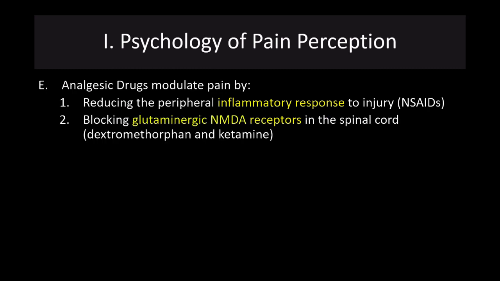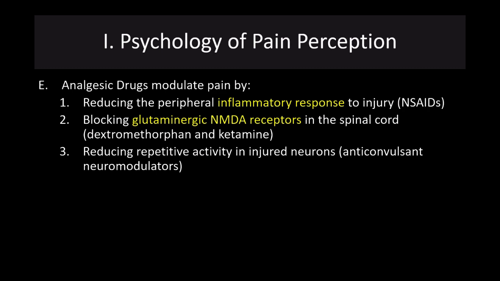You can also block the glutamatergic NMDA receptors in the spinal cord. That's what dextromethorphan and ketamine are designed to do. The other thing we try to do is reduce repetitive activity in injured neurons. So that's what those anticonvulsant neuromodulators are often used for. Particularly the drug gabapentin seems to be particularly effective for that.